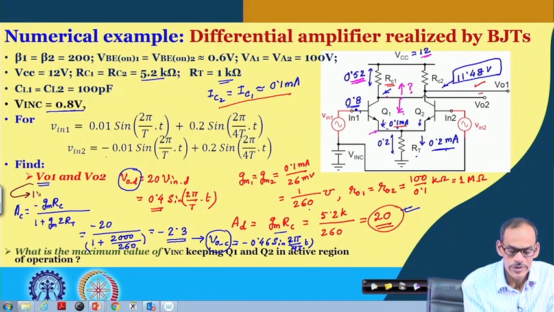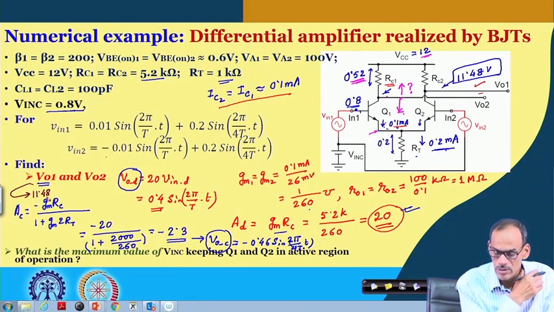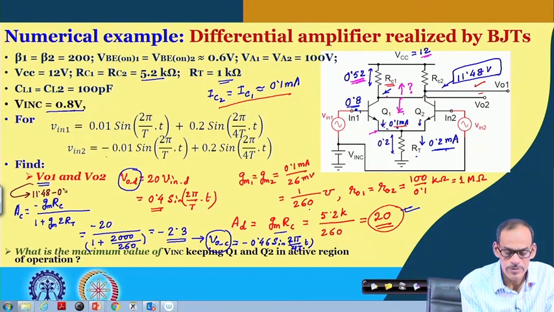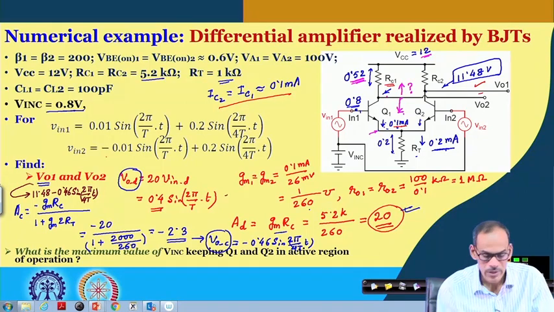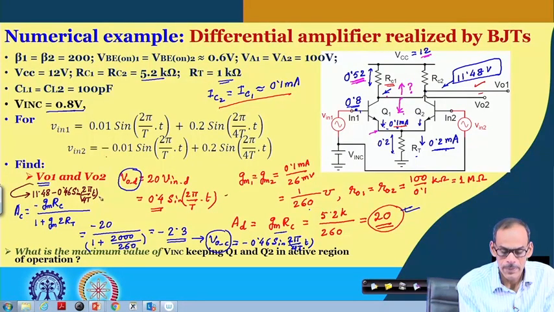So, this is having a DC voltage of 11.48 volt, and then we do have this signal: minus, this is a common mode signal, minus 0.46 sin(2π/4T · t), and then half of this differential signal, let me use a different color here, it is plus 0.2 sin(2π/T · t).